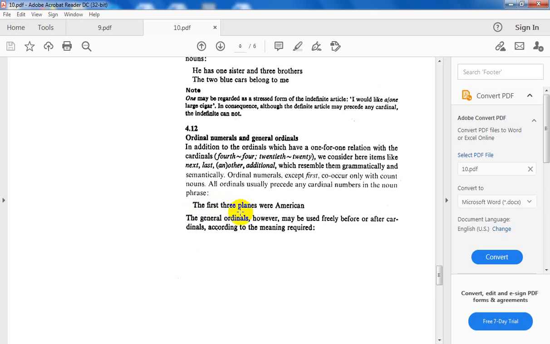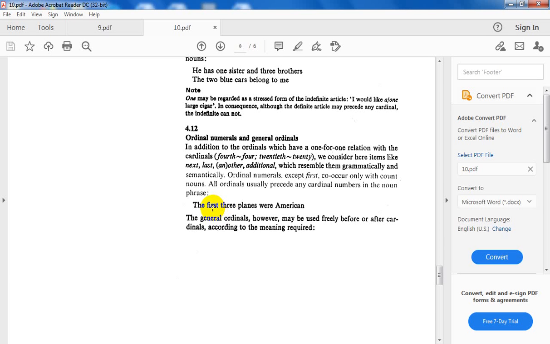You see: the first three planes were American. Now what is the verb, and what is the noun phrase? All of this is the first three planes. Where is the head? Planes. What about three? It is a post determiner, which comes after the determiner, after the. Three is a cardinal, and first again is a post determiner, but this is an ordinal. So if you have a cardinal and an ordinal, you should put the ordinal first and then the cardinal.